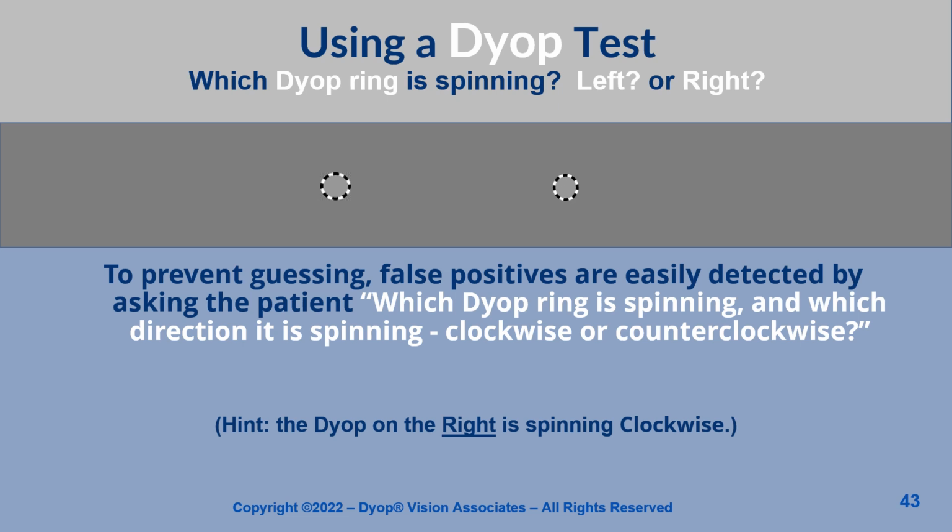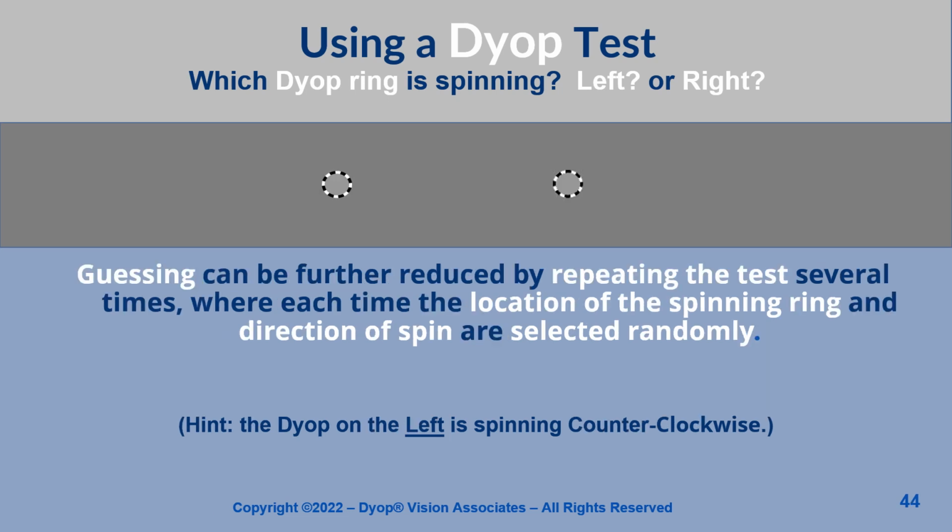To prevent guessing, false positives are easily detected by asking the patient which Dyop ring is spinning and which direction it is spinning, clockwise or counterclockwise. Guessing can be further reduced by repeating the test several times, where each time the location of the spinning ring and direction of spin are selected randomly.